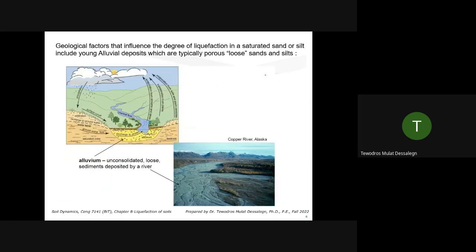Geological factors that influence the degree of liquefaction in saturated sand or silt include young alluvial deposits, which are typically porous or loose sands and silt, especially those river deposits as you see, because when the river flows, it brings sand and silt, and through time they accumulate, right? It's not dense. If you have sand and silt way down here, it gets compressed and densified through time. But those river deposits, alluvial deposits, as they call them, are usually loose, something like this.